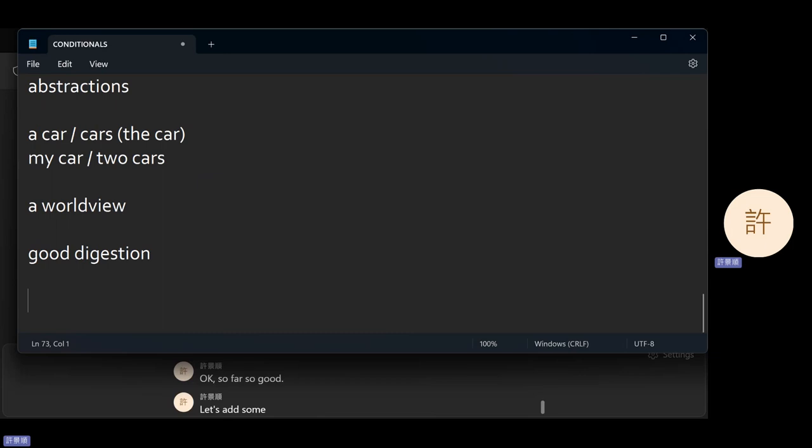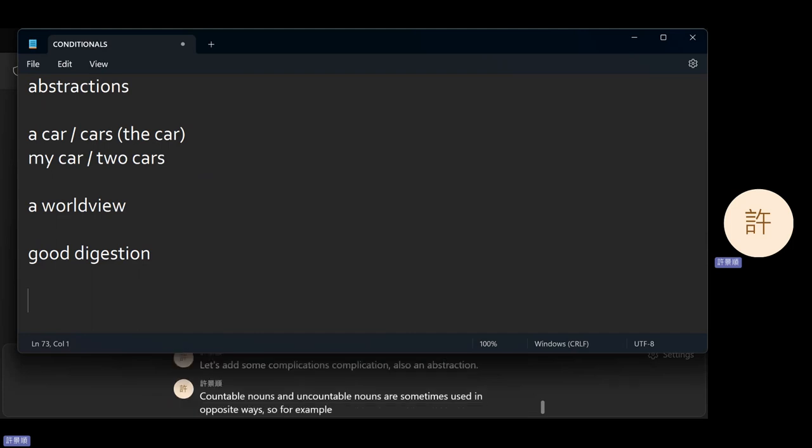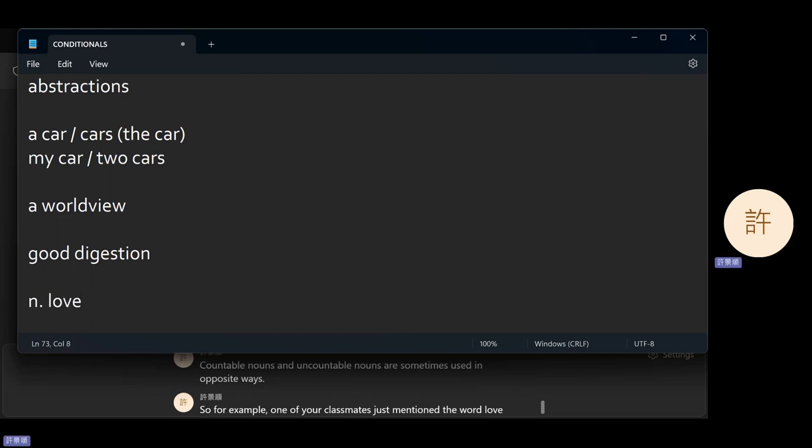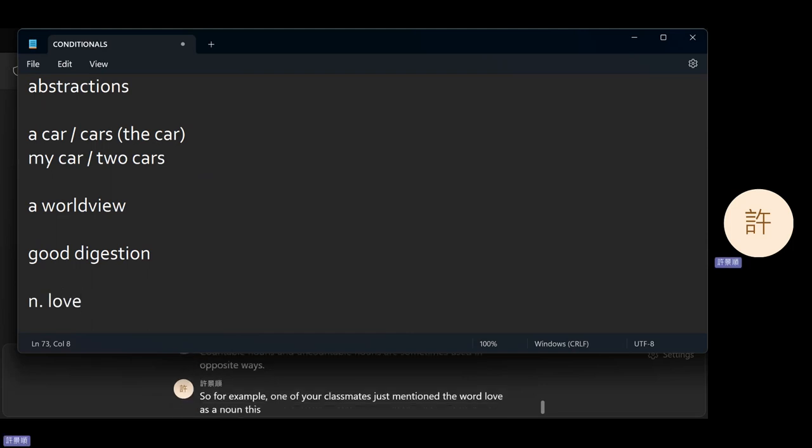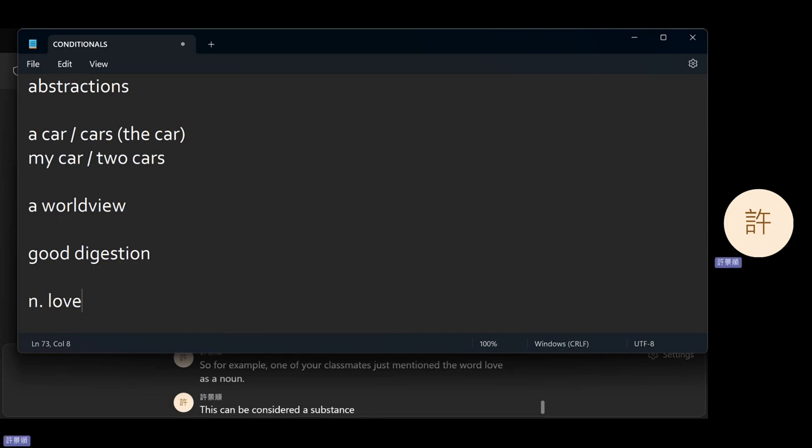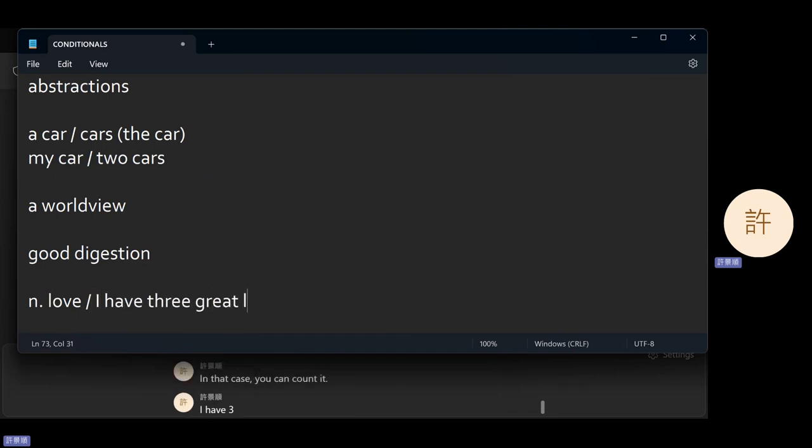Let's add some complications. Complication, also an abstraction. Countable nouns and uncountable nouns are sometimes used in opposite ways. So for example, one of your classmates just mentioned the word love as a noun. This can be considered a substance. It's a kind of thing in the world. In that case, you cannot count the word love. But it could also mean the thing that I love. In that case, you can count it. I have three great loves, which means I love three things in my life. Sometimes it can also mean three people. Depends on the context.